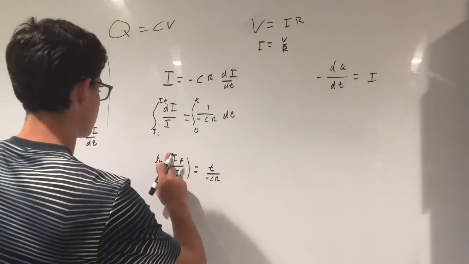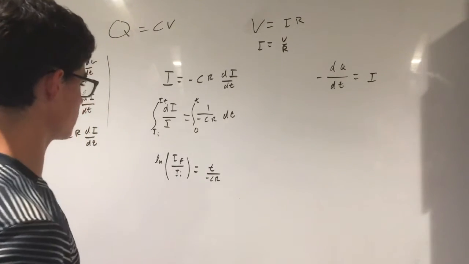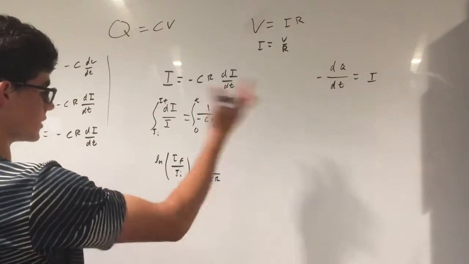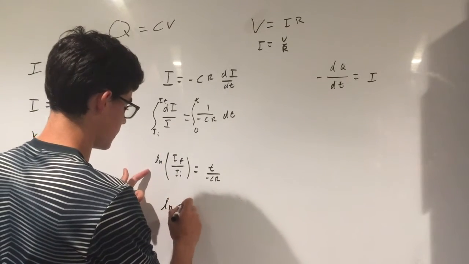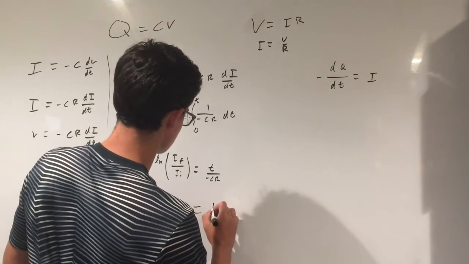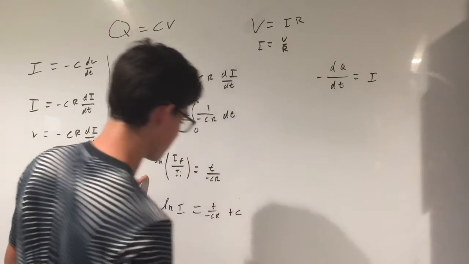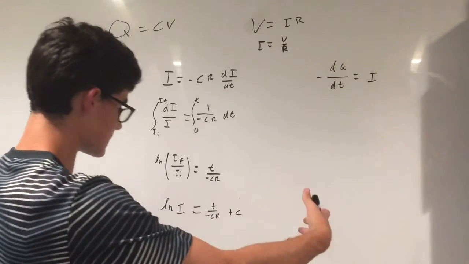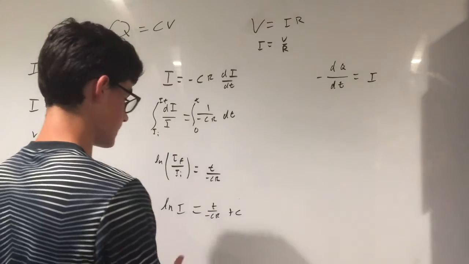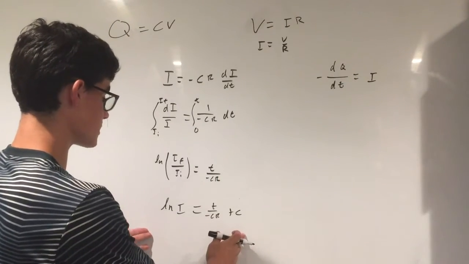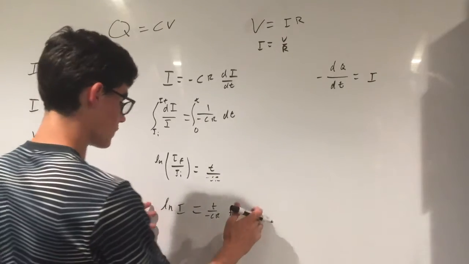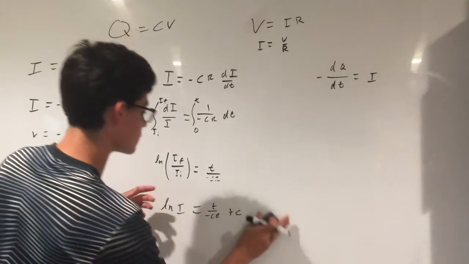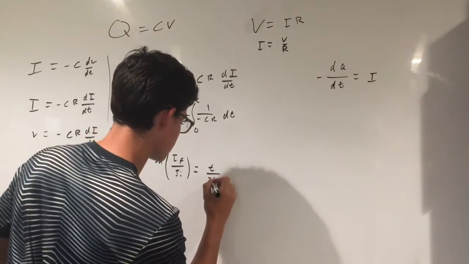So from here, it's important to note that if we did not have bounds here, we could have just taken the integral, and have ln of I is equal to t over negative CR plus c. And then if we were given a certain point, let's say as the capacitor discharges, our current is this, our time is this, what is, let's say, voltage, we could solve out this equation, find out overall what this is, and then relate it back to another equation that we can derive. But let's just focus on when we have definite bounds.